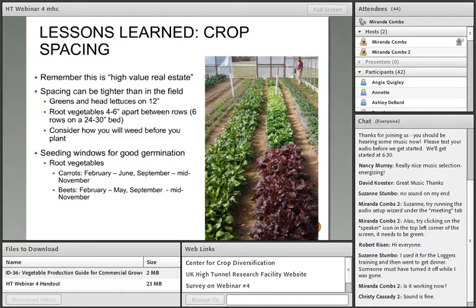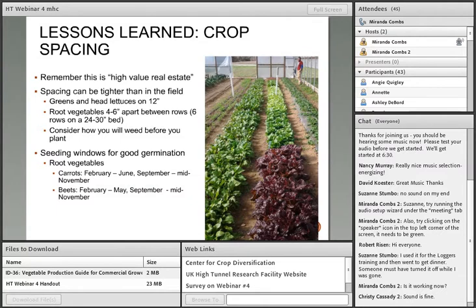But we want to maximize the space in the tunnel, so get away with just as little path space as possible. So for us, that means for our head lettuces, 3 rows wide on a 24 to 30 inch bed, running down the length of the row. And some growers will pack them in tighter than that, but that's about what we can handle and not be down on our hands and knees weeding.